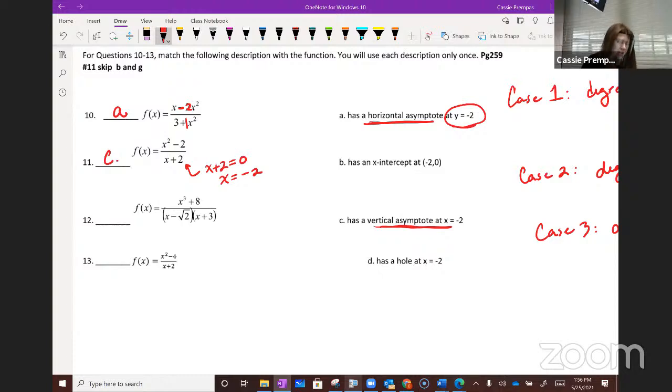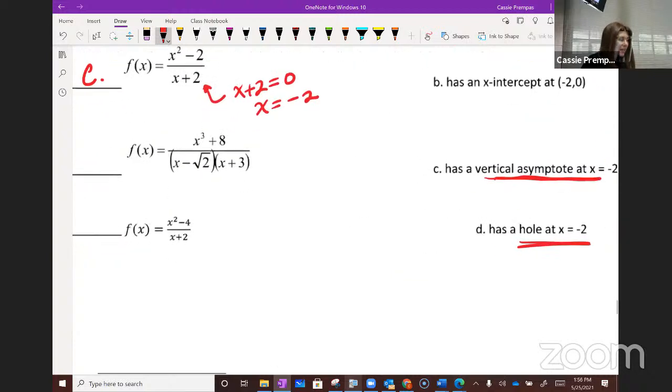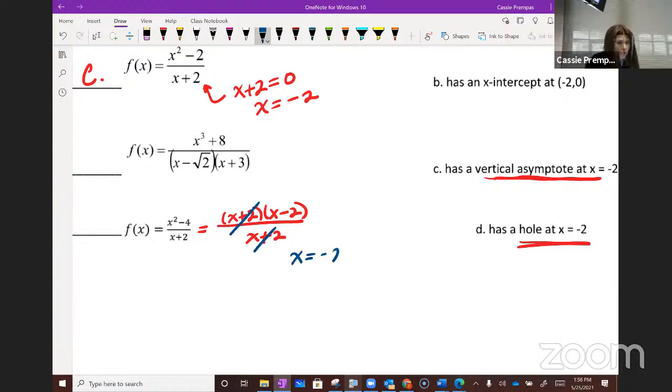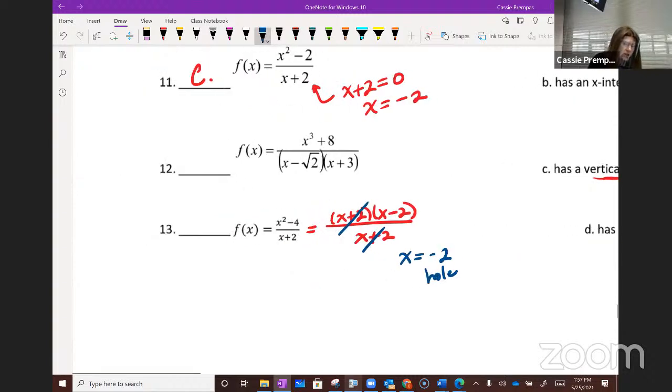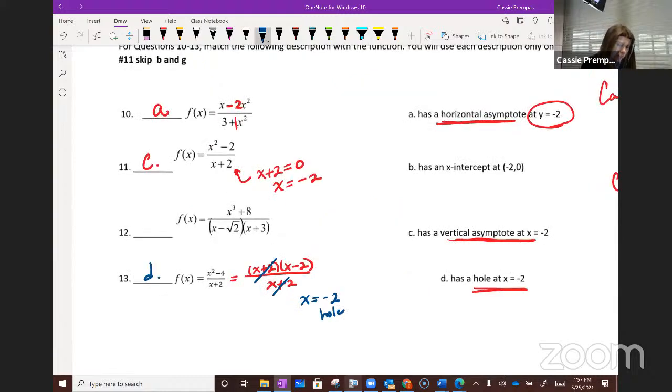Speaking of vertical asymptotes, do you guys know how to distinguish between a hole? It has to do with the top. It's actually what piece cancels. So if I look at number 13, x squared minus 4, does that factor? Yeah. X plus 2, x minus 2, right? Since the x plus 2 cancels, what does that mean about when x is -2? It's a hole. So this one has to be letter D. And then number 12 obviously has to be letter B.